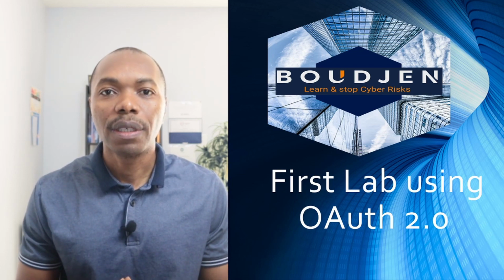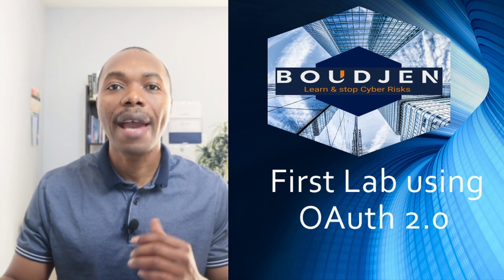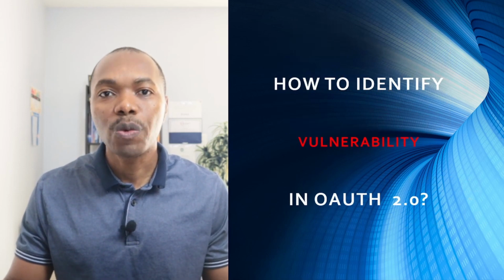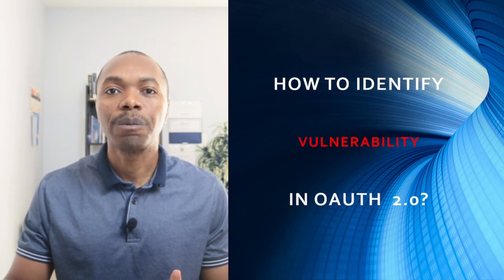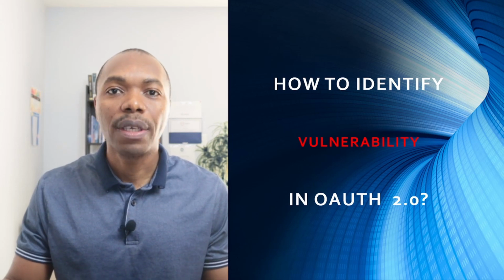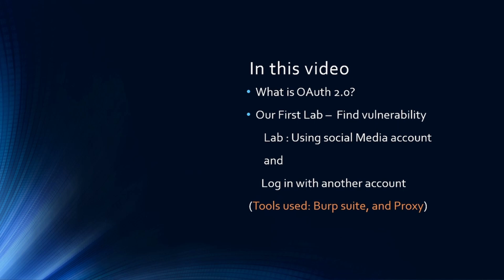Today's video is about how to identify vulnerability using OAuth 2.0 framework. Without further ado, let's get started. For the purpose of this video, we are going to see the definition of OAuth 2.0, and we're gonna solve our first lab. Try to find a vulnerability using a social media account and log in with another account without any password. And the tools we're gonna use are Burp Suite and a proxy.